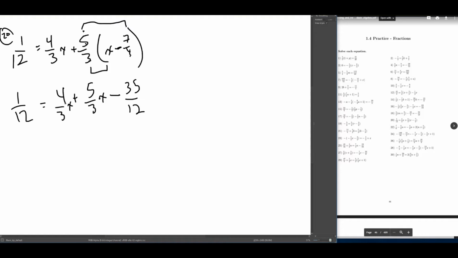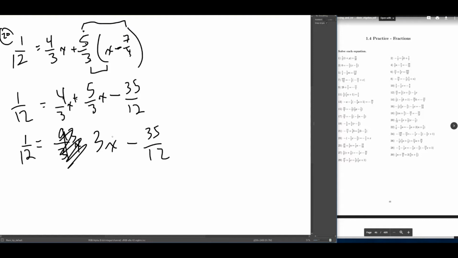Okie dokie. Now look at how convenient this problem has made things for us. We have here an addition of x's, and they have the same denominator, so we can get rid of this right away. So before we do our fancy getting rid of fractions, listen, we have something over 3 plus something over 3 equals something over 3. And so you add the numerators. 4 plus 5 equals 9x. And if I divide that, that's 3x. So 3x minus 35 over 12.